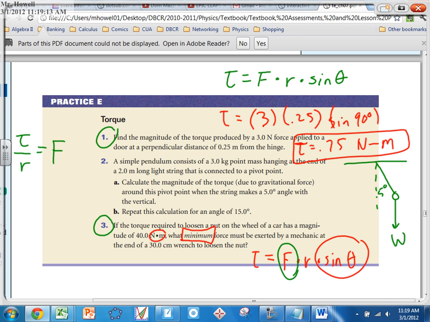Do I have to use the sine theta really in this problem? No. Because it's 90 and sine of 90 is 1, so you don't really need it. Keep that in mind. So just divide by r on both sides. This is your equation for the force. Now, as Kenny said, look at the radius. Make sure you notice the lever arm or the radius is in centimeters. That's 0.3 meters.